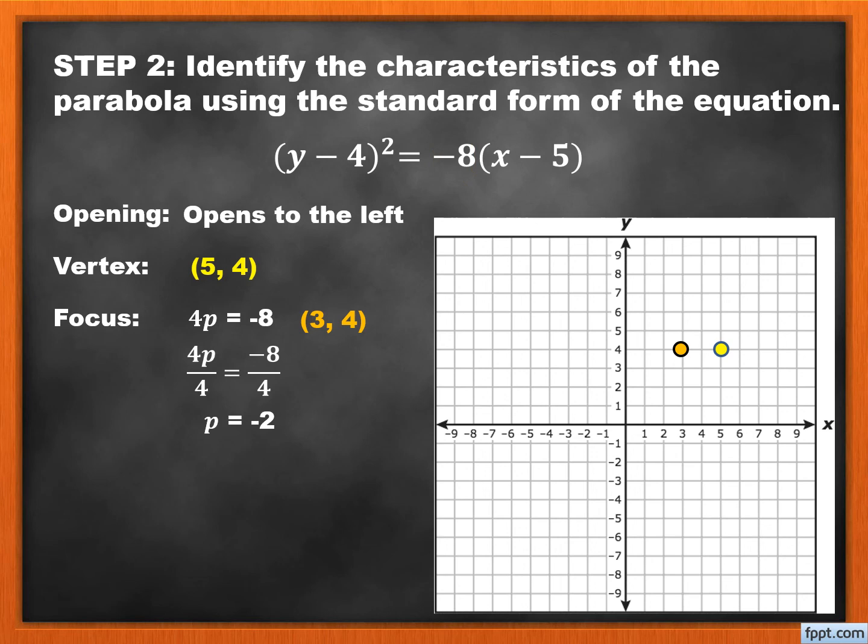Since our value outside (x - 5) is -8, that means we have 8 units for our latus rectum. So from the focus, we move 4 units upward and 4 units downward for our latus rectum, and now we can draw our parabola.